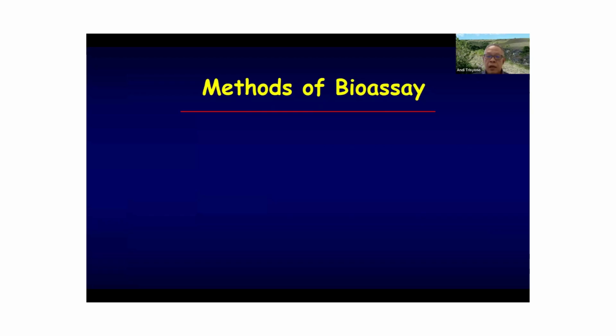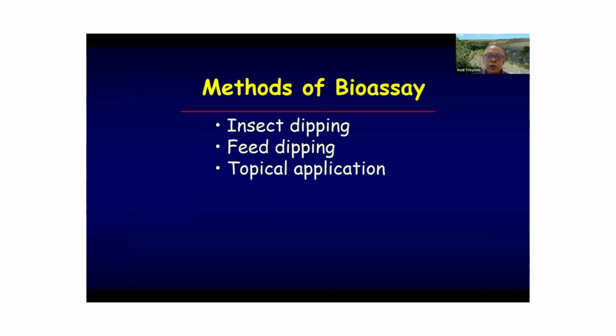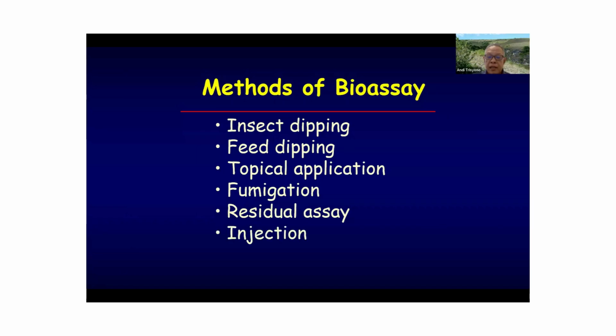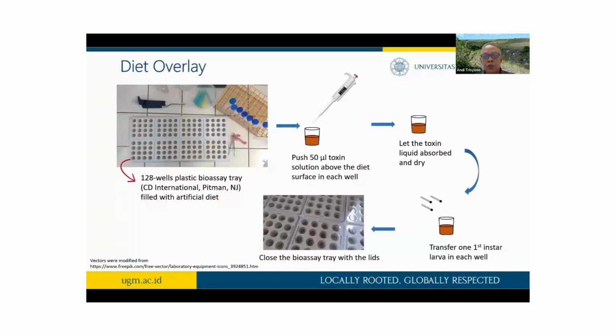So in principle, there are 3 or 4 different things. One is insect feeding. The second one is topical application. The fourth one is fumigation and residual assay. And then the last one, injection. So I'm just going to show you some of the pages to make things a little bit easier to understand. This is the diet overlay.